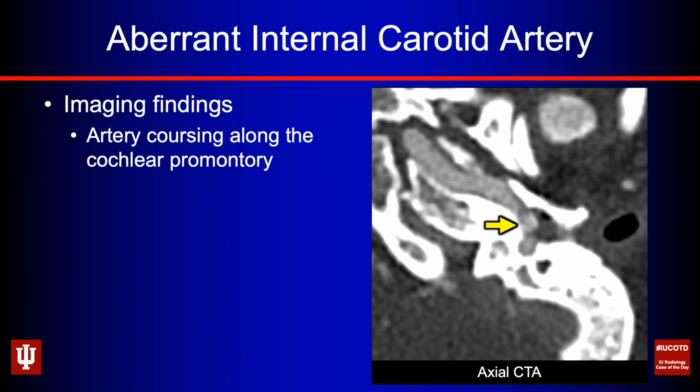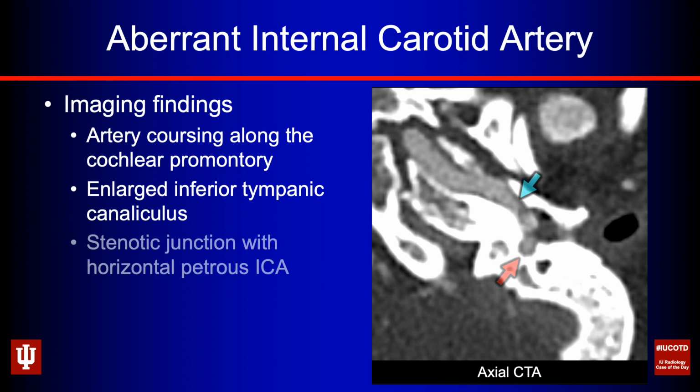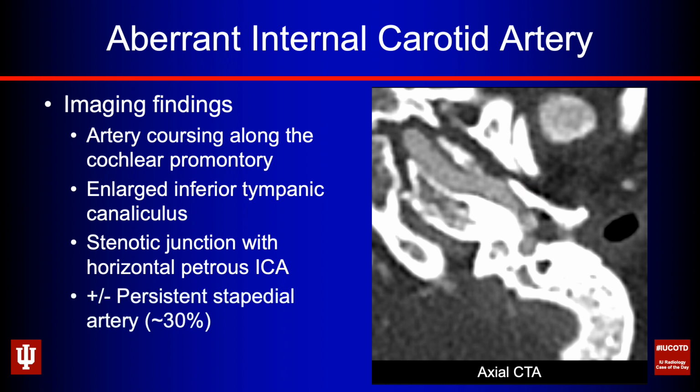And so how do we do this? We trace this vessel back. We go south and we find this enlarged inferior tympanic canaliculus, denoted here by the red arrow. As we work our way downstream, we can see this stenotic junction where it joins back in with the horizontal petrous internal carotid artery segment. That is critical. That is your number one job, is to say this is an artery and this is not a mass. The patient's life may depend on that.